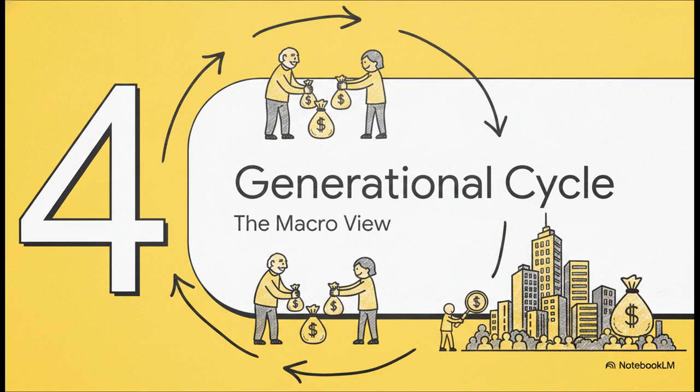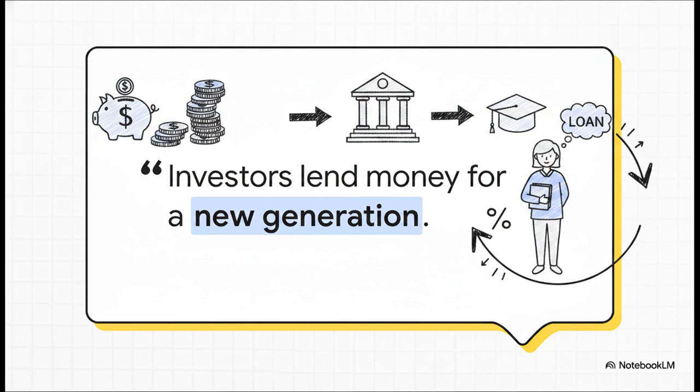Okay, so we've looked really closely at the micro level, right? The student, the 1 lakh, the daily interest. But where does this money actually come from in the first place? Let's zoom out for Section 4, the generational lending cycle. Our source actually captures this perfectly with a great quote. "Investors lend money for a new generation." This completely shifts our perspective. Banks and financial institutions, they aren't just creating this money out of thin air. They are utilizing funds from investors.